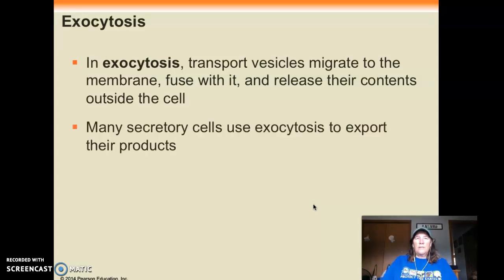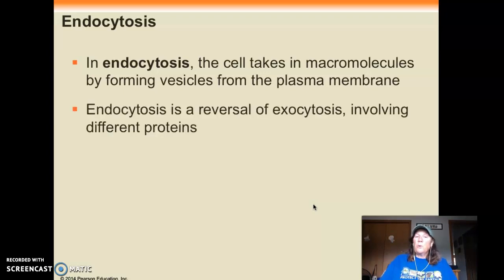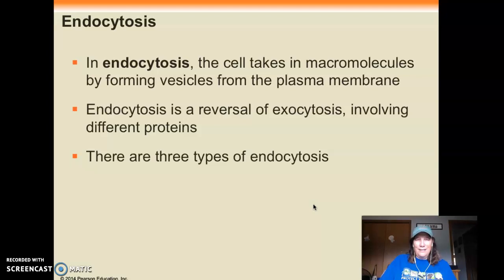A lot of the secretory cells, like if they're making hormones or stuff like that, they're going to export their products, okay? So exocytosis is to export, to take stuff that's made in the cell and release it on the outside, okay? Endocytosis is just the opposite, where you're going to take in macromolecules. They're going to form a vesicle at the plasma membrane. They're going to make a little container. They're going to throw that stuff in there, and then it's going to be transported inside the cell. So it's endocytosis, okay? It's the reverse of it. And again, you can only do it with certain proteins, but endocytosis is taking it in, inside the cell.